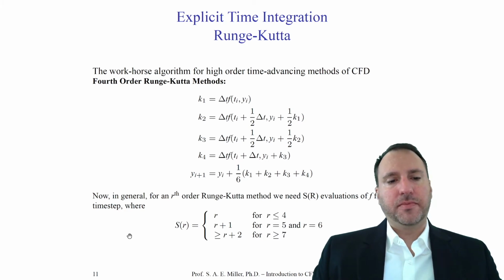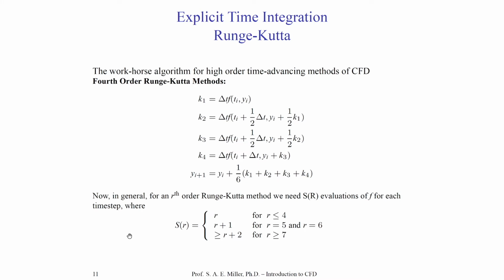Now, in general, for an rth order Runge-Kutta scheme, we would need S evaluations of f for every time step. So if we have a fourth order scheme, we're actually evaluating the LTE equation 4 times. So if we want to increase our order, we would of course have to have more and more evaluations of the spatial discretization to find the residual or the LTE. That increases the computational expense.